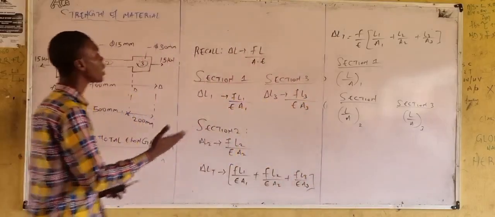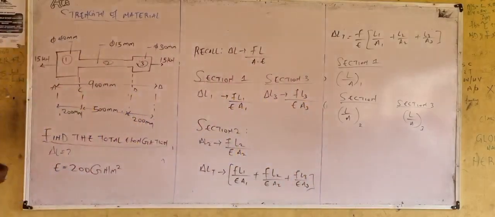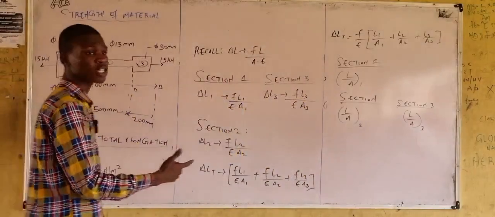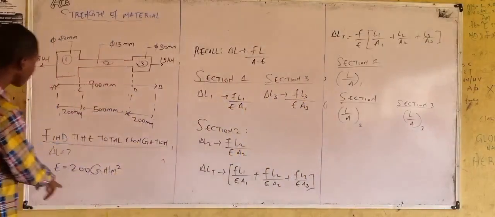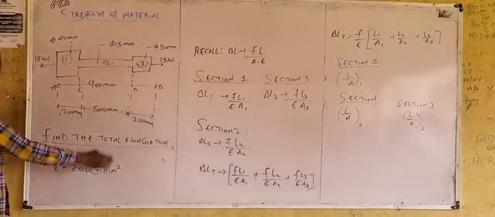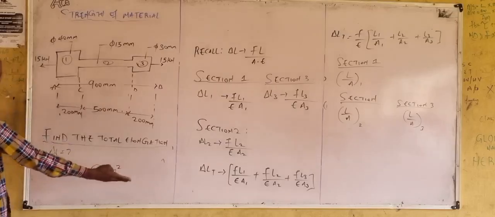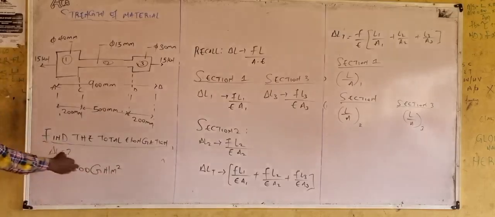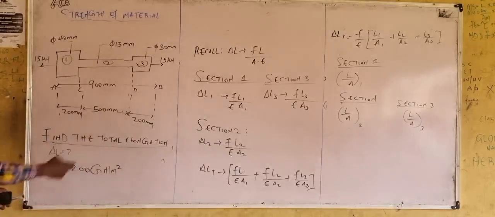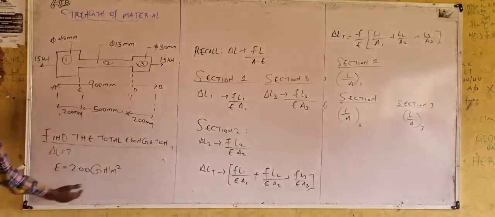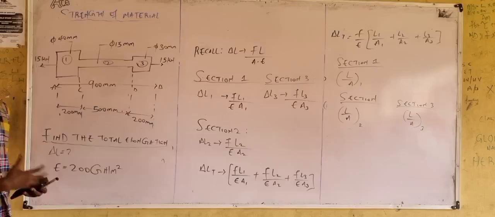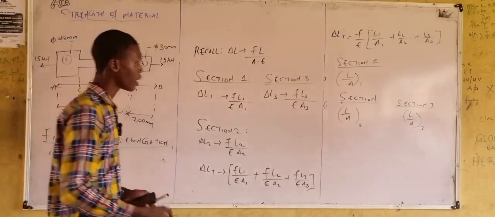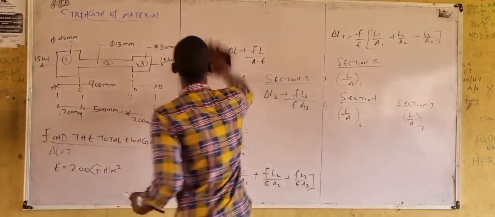Alright, from here, is there any conversion here? We are given Young modulus to be what? Newton per meter square. Giganewton per meter square. Meaning, I'm working in what? Meter. Hence, I need to what? Convert. Right? Okay.